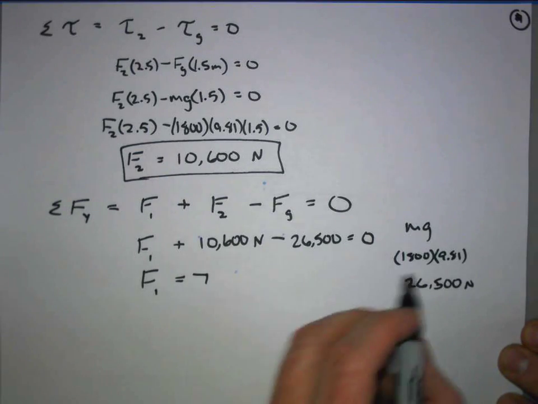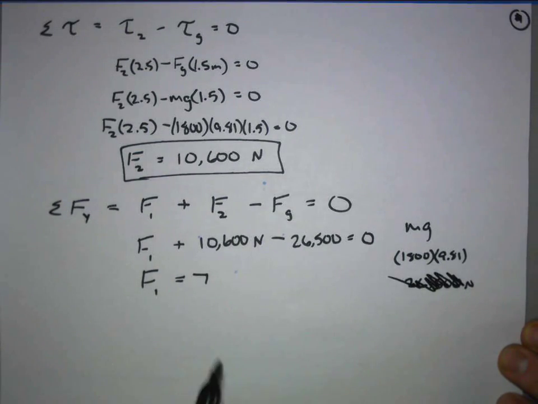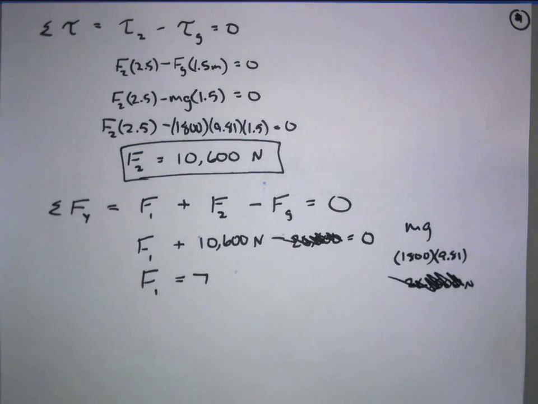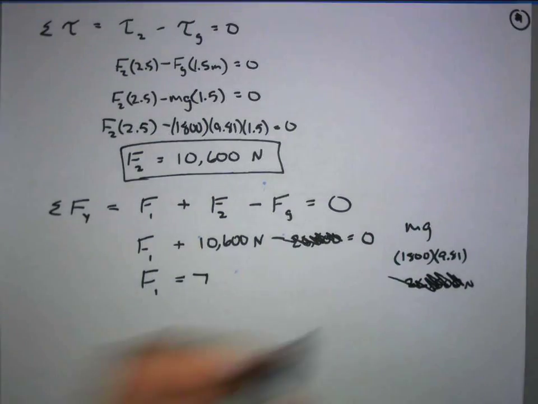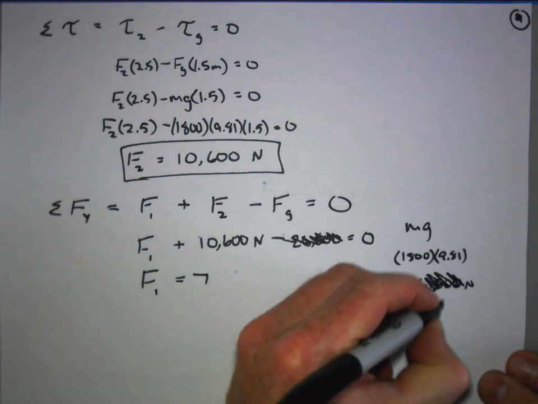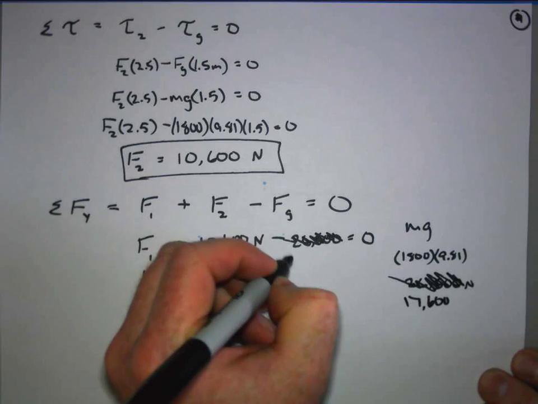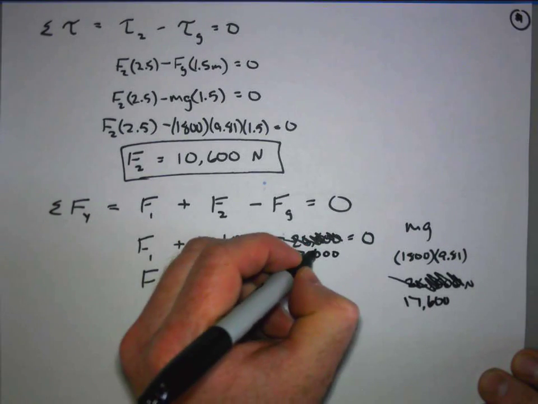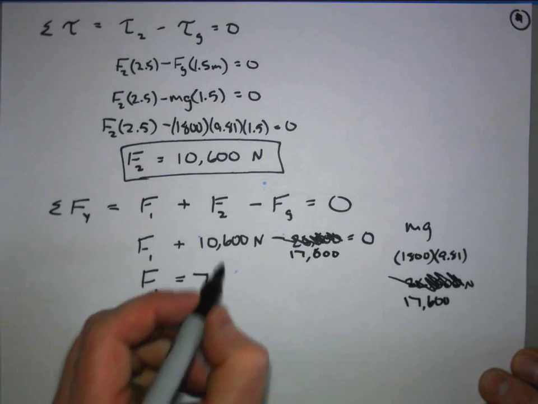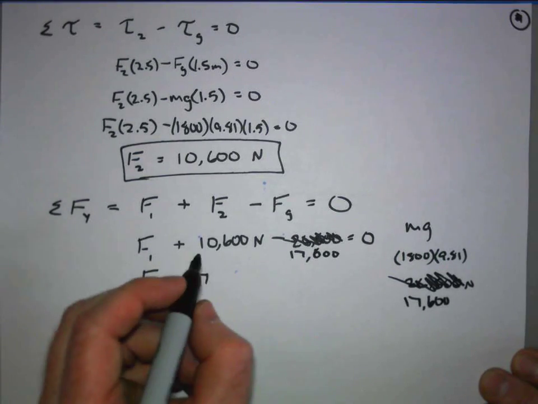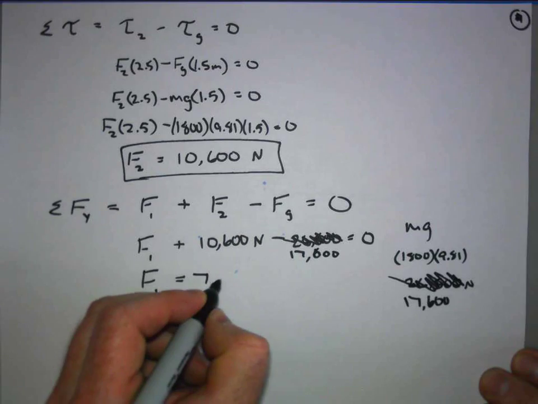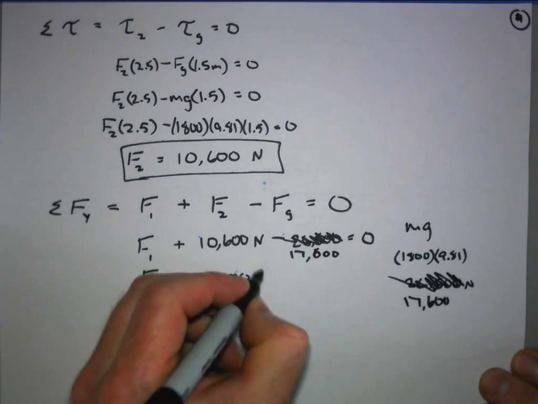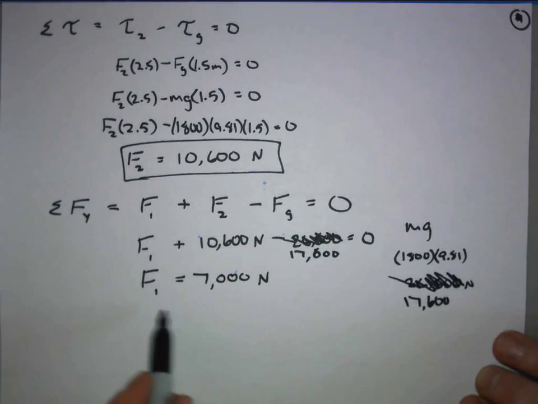Oh, sorry. Forgive me on that. Blew that math, didn't I? So, mg in this case, you're getting 17,600. Okay, so when we do our subtraction, we're getting 7,000 newtons for force number 1.